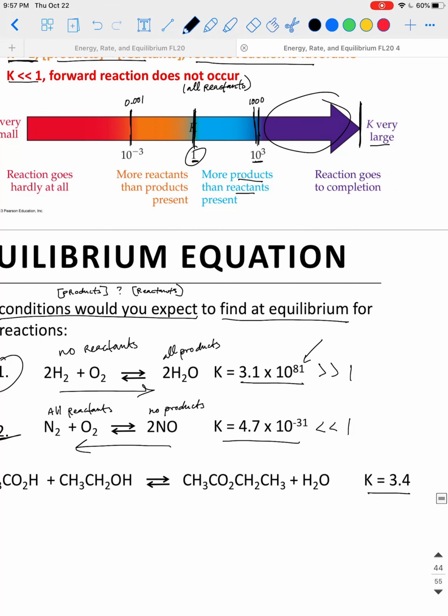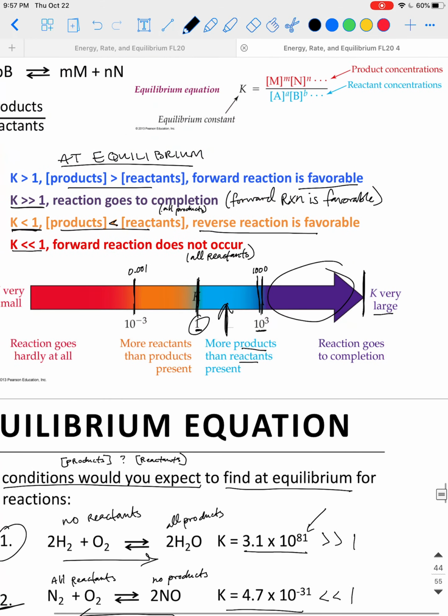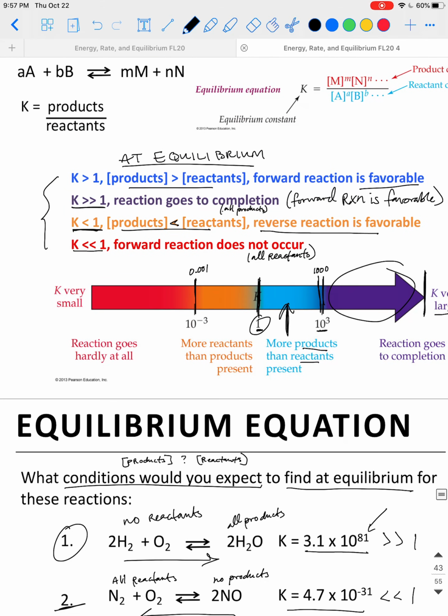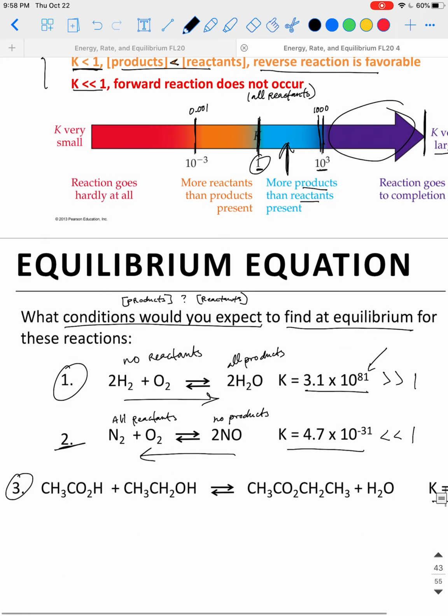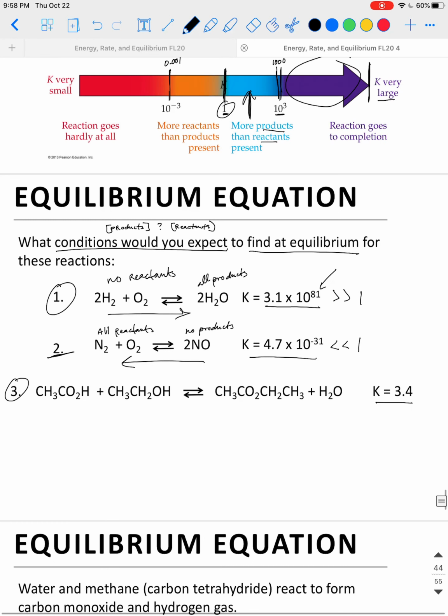Number 3, we have a K that equals 3.4. That's very, very close to 1. Now it corresponds to this light blue region of the arrow. And what does light blue or blue say? Blue says when K is greater than 1, the concentration of products is greater than reactants, and the forward reaction is favorable. But here, just barely.